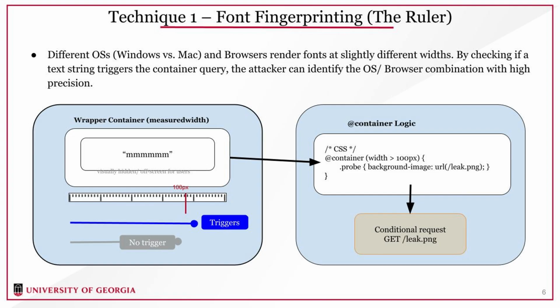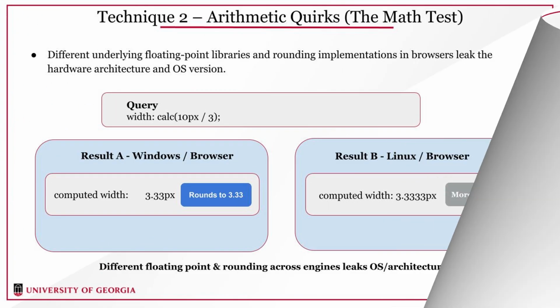The attacker creates a hidden container with a specific string of text. They then use a container query, that is the code you see on the right. It basically says that if this text is wider than 100 pixels, load leak.png. If the server receives a request for leak.png, they know that you're on an OS that renders that font widely. By chaining all of these checks, they can fingerprint your OS with high precision.